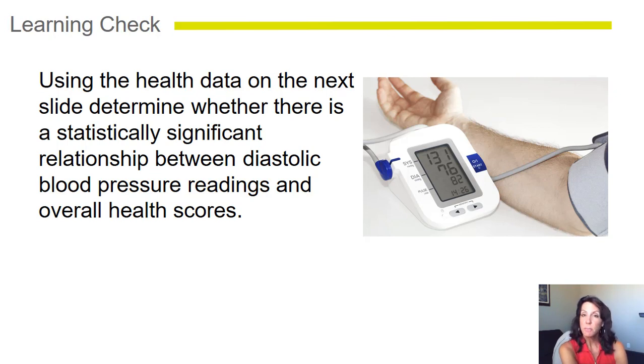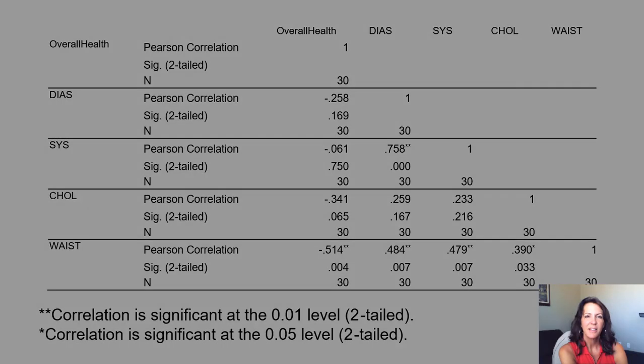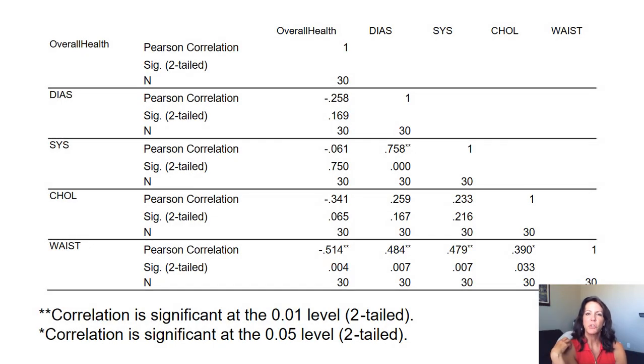I'm going to show you some data on the relationship between diastolic blood pressure readings and overall health scores. Let's take a look. So here's a correlation matrix that has a couple of different variables. It has diastolic blood pressure here on the left, systolic blood pressure readings, cholesterol readings, and waist circumference. And then we also have another variable that's overall health. That's right there at the top. So these are all variables that we can correlate.